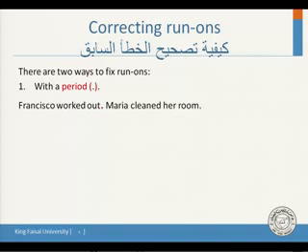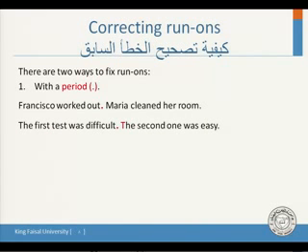This way, as you can see, Francisco worked out, full stop, Maria cleaned her room. Now, this is correct. But we don't have a compound sentence here. We have two simple sentences, but this is correct. The first test was difficult, full stop. The second was easy. Again, this is correct. We have two simple sentences. So the first way is to use a full stop between the two sentences.